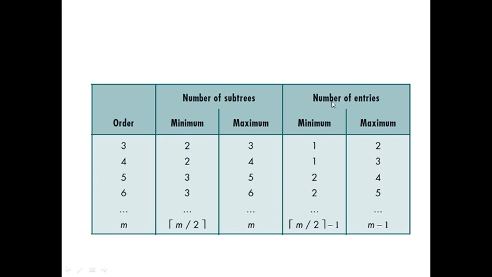Similarly, the minimum number of entries in each node has to be m by 2 minus 1, whereas the maximum has to be m minus 1. So accordingly, you can calculate these values. Based on the order value, the value of m, you have to calculate the remaining values and ensure that this is properly fulfilled by the given tree. Only then can we consider it as a valid M-way tree.